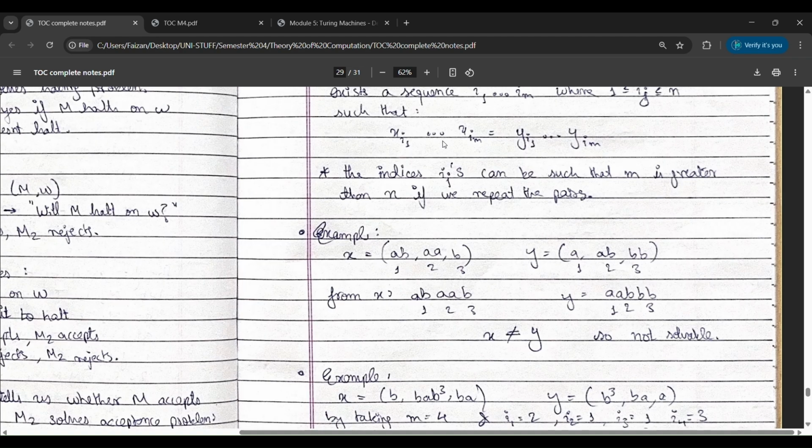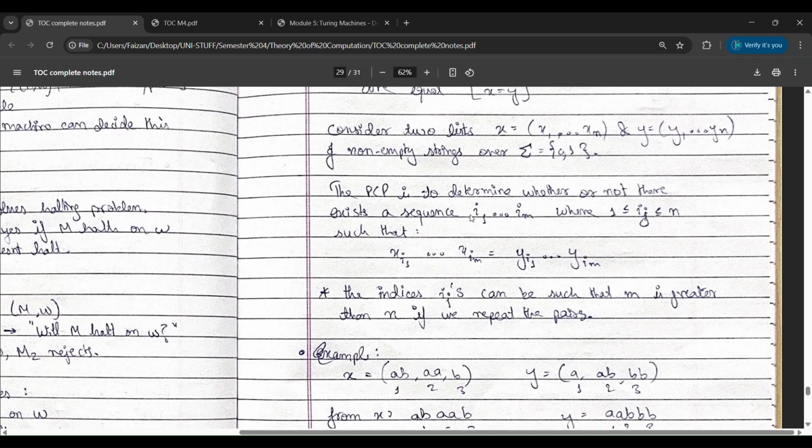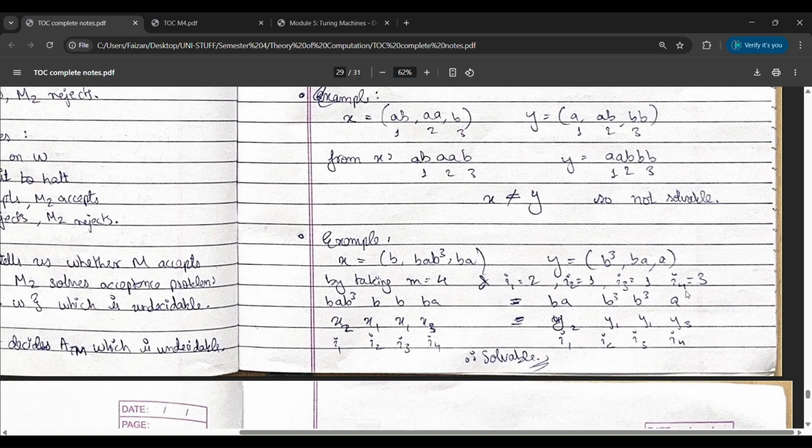Taking M as 4 means you have I as I1, I2, I3, I4. I ranges from 1 till M according to this range. So I1, I2, I3, I4. And this is X1, X2, X3. What you're gonna do is arrange I1, I2, I3, I4 such that you will repeat units of X1, X2, X3. So over here we came up with a certain pair: I1 is 2, I2 is 1, I3 is 1, and I4 is 3. So that means 2, 1, 1, 3: the second pair, the first pair, the first pair, and the third pair.